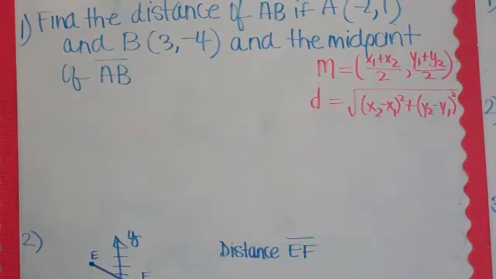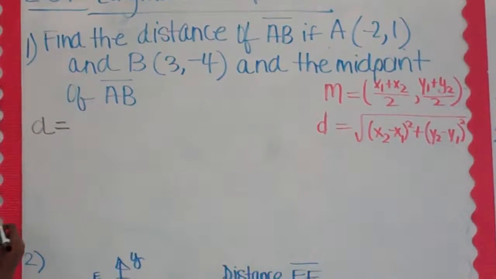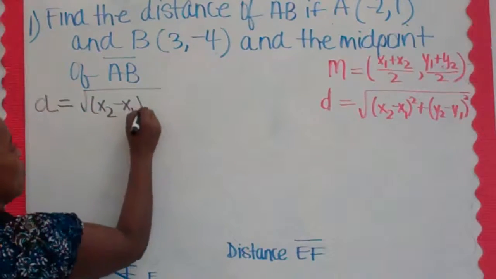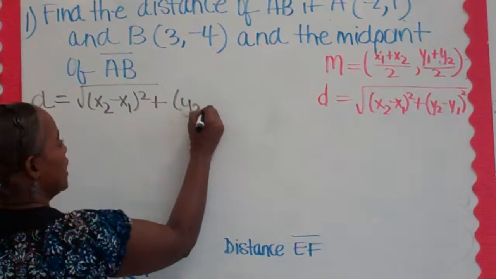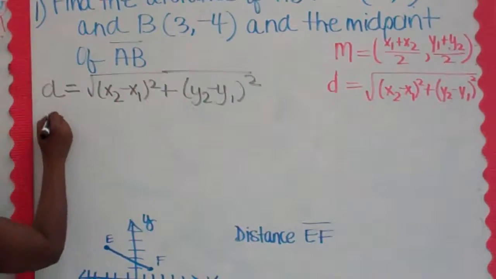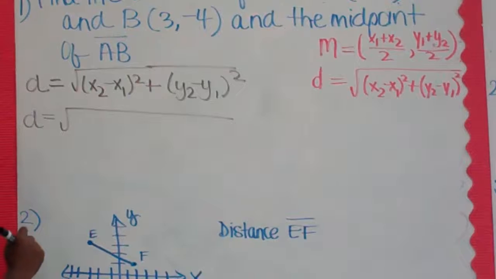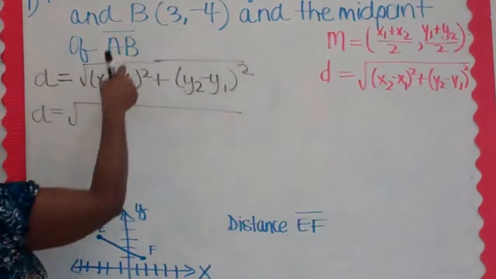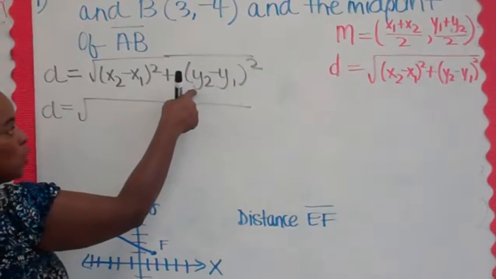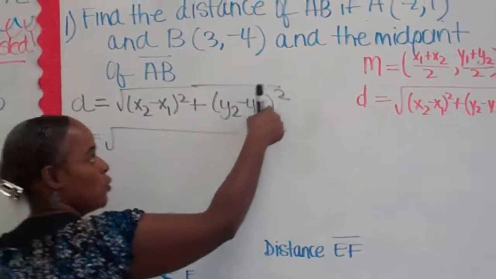Alright, for problem number 1, let's start with the distance. The distance is equal to the square root, your formula of (x sub 2 minus x sub 1) quantity squared plus (y sub 2 minus y sub 1) quantity squared. It's the square root of all of that. Now, this x sub 2 and x sub 1 stand for the x coordinate of the second point and the x coordinate of the first point. Y sub 2 stands for the y coordinate of the second point, minus the y coordinate of the first point.